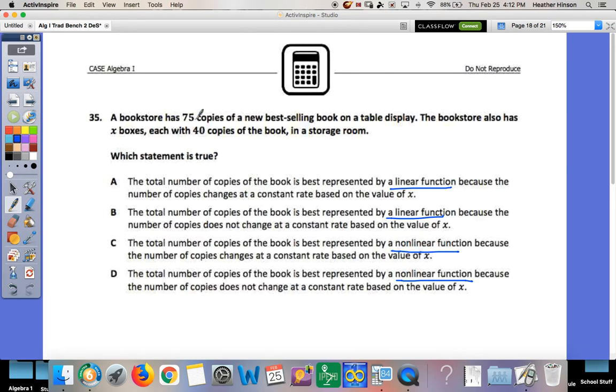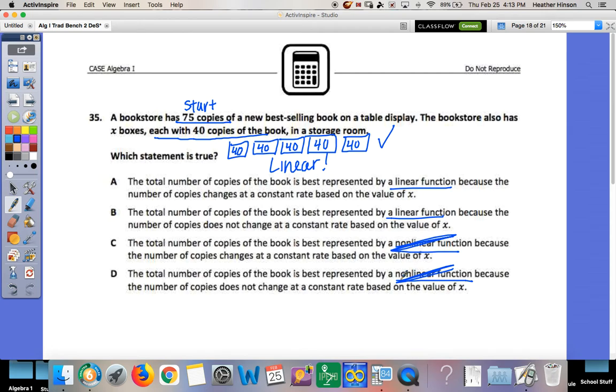So we have 75 copies on the table display. That's how much we're starting with. And then they have x boxes that each have 40 copies. So this box has 40 copies, this box has 40 copies, this one. Is that a constant rate of change? Is it the same every single time? Yes. So that means this is linear because it's the same every time.